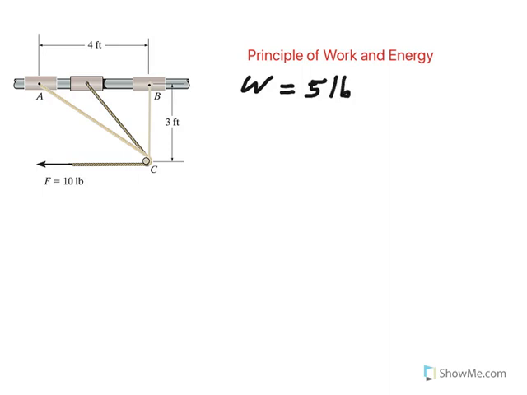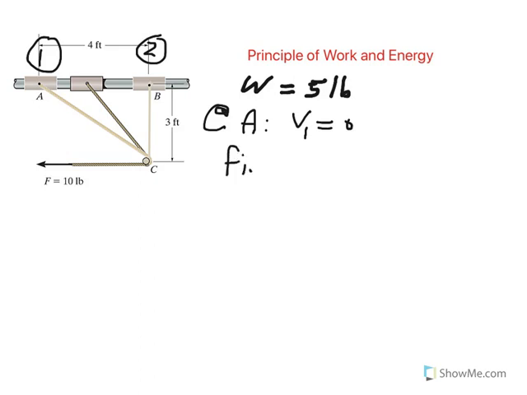and it's being moved from point A, where velocity at A is equal to 0. Let's call that position 1. This is position 1. And then we want to find velocity at B, and we're going to call that position 2. So when it passes position B, we want to find V2, or velocity at B.